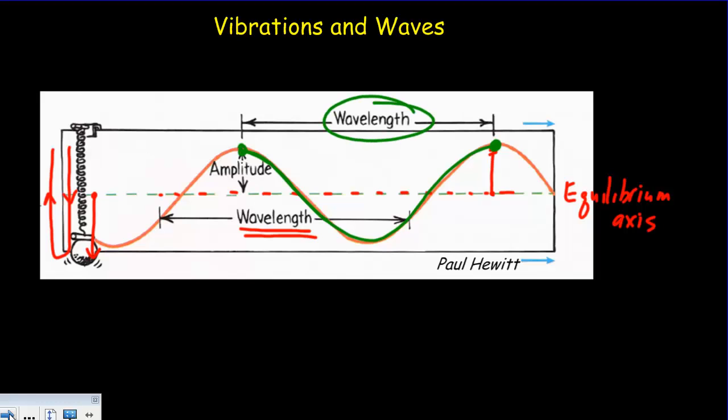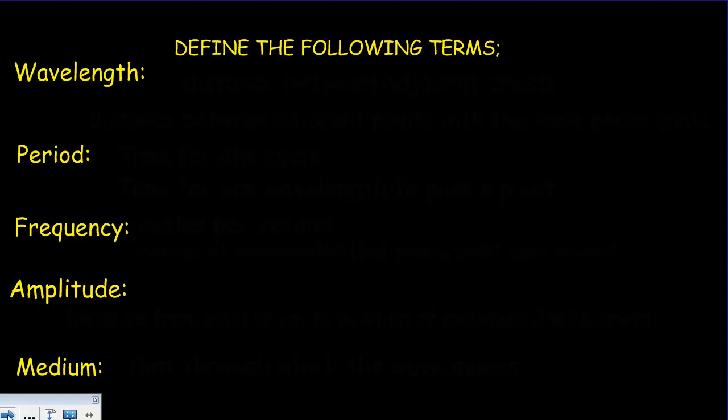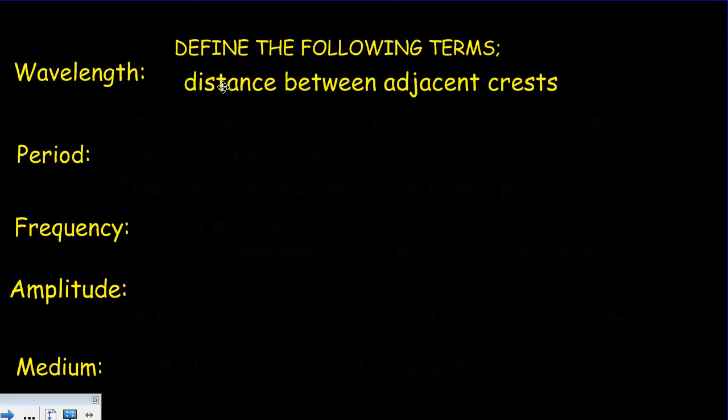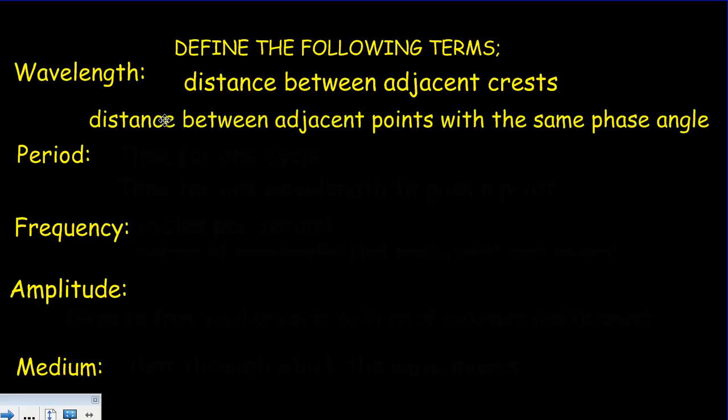We're going to be able to define it in different ways. One of the ways is to say it's the distance between one crest and the adjacent crest, where the crests are the peaks of the waves. Let's go through several of the definitions. We'll start with the wavelength, and we just said that that was the distance between adjacent crests. But a more general way of defining it is to say it's the distance between adjacent points with the same phase angle, or just the same phase.